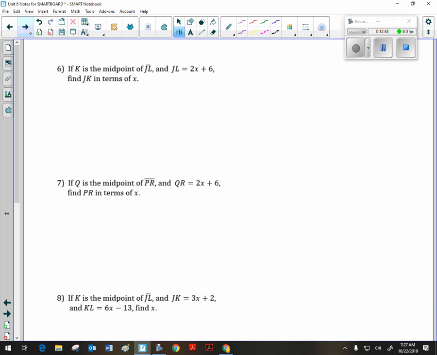In number 6, same scenario, K is the midpoint of JL. So I have a segment that goes from J to L, and K sits in the middle. JL, the whole thing, is 2x plus 6. And the question says find JK, that's this, in terms of x. So when they say in terms of x, that means that our answer will have an x in it.